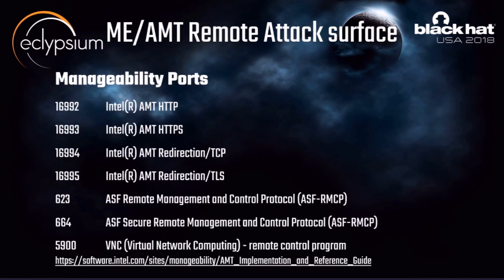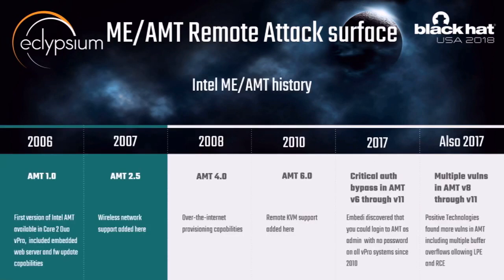Attack surface from a web perspective. If you look at the open ports, AMT has a web interface. We all know the famous vulnerability from a year and a half ago that allowed you authentication bypass. And the standard ones, VNC and serial over LAN, and there are so many features, we're not going to go into them. A little brief history of that.